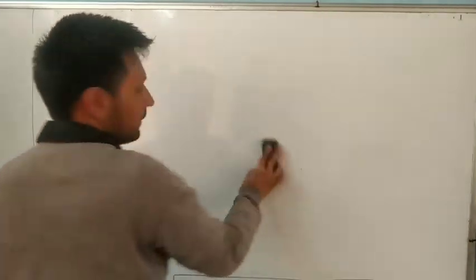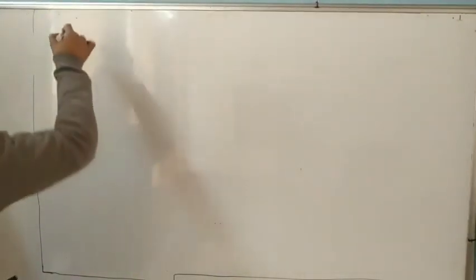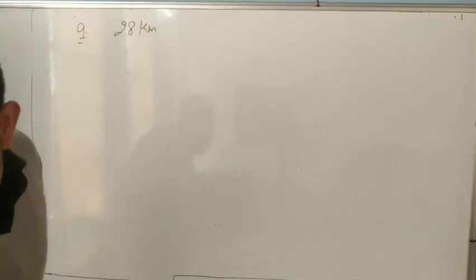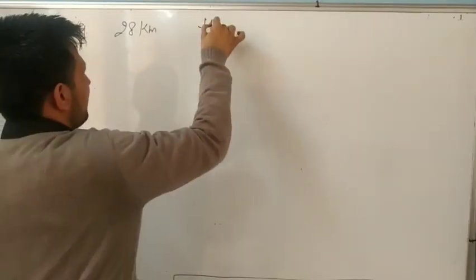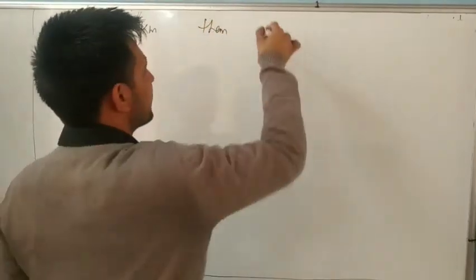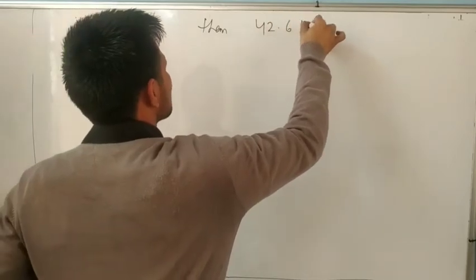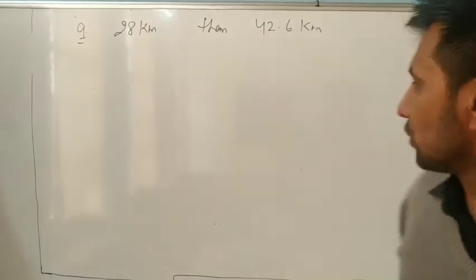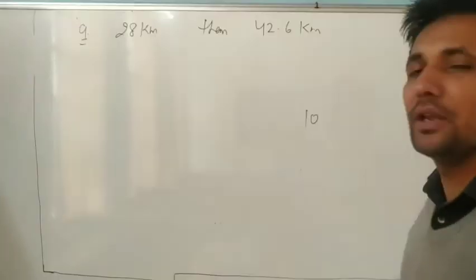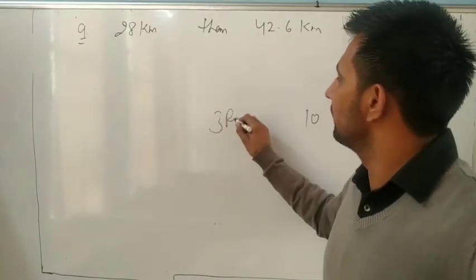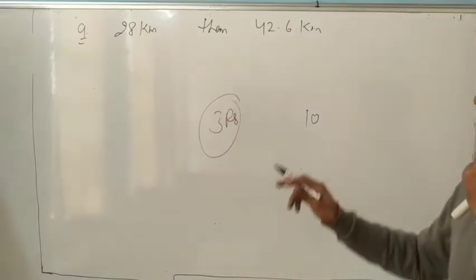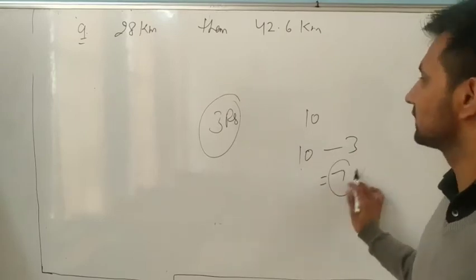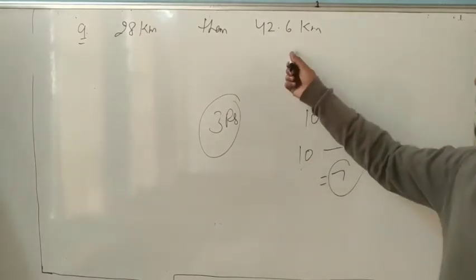Question number 9. How much less is 28 kilometers than 42.6 kilometers? It's very simple. Suppose we take one example. I have 10 rupees. You have 3 rupees. So how many rupees do you have less than me? Total, my rupees minus yours, 10 minus 3. So how much less? 7 rupees. Same as it is, we will find how much less.